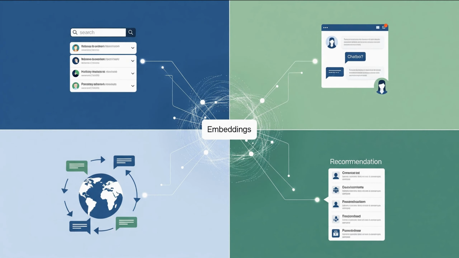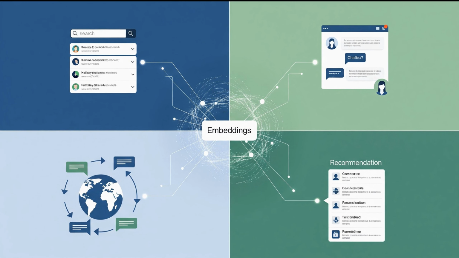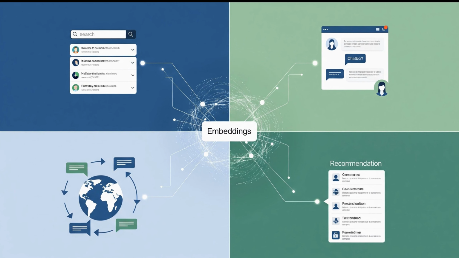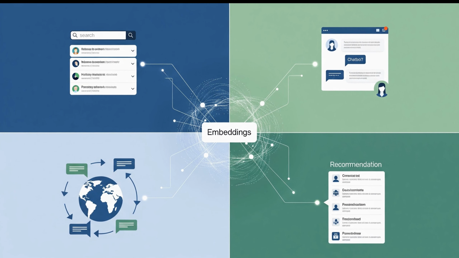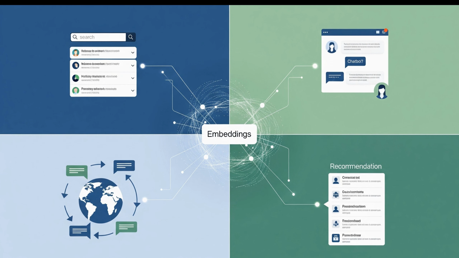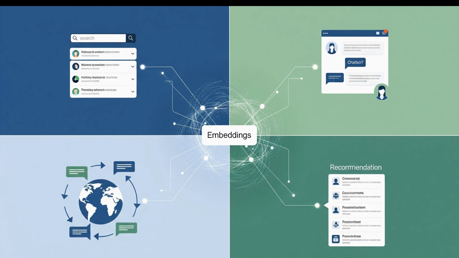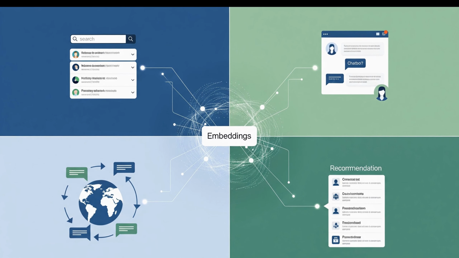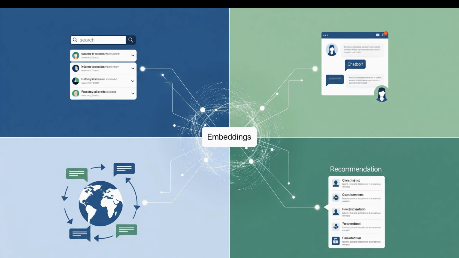Why do embeddings matter? They power search, recommendation, translation, question answering, and many NLP systems by turning language into numbers that models can reason about. Good embeddings improve generalization, reduce feature engineering, and enable similarity searches, which are huge in production systems.